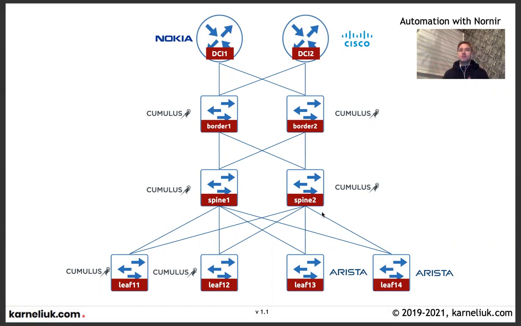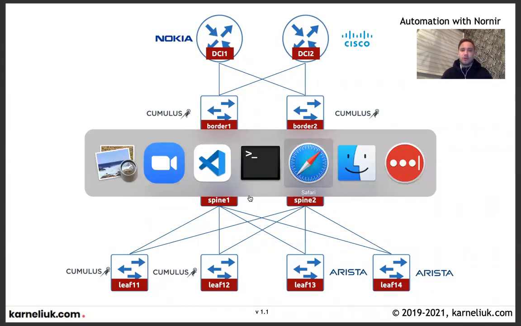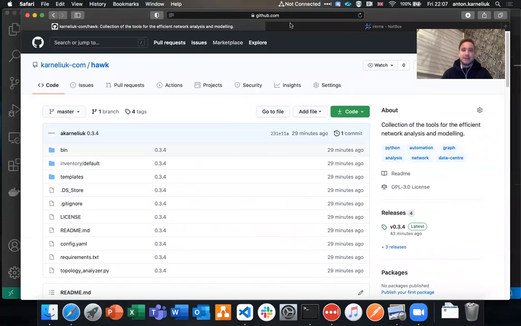We'll take this topology, which is currently running in our lab, and you will see how we could visualize it and check first of all whether this topology is real or not. We have this topology documented in Netbox, and we are using Netbox as an inventory for the Hawk tool, as Netbox is very popular across the globe in various data centers.